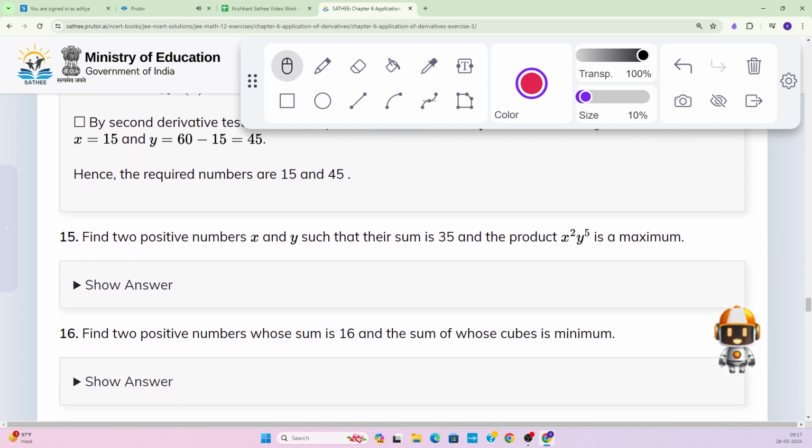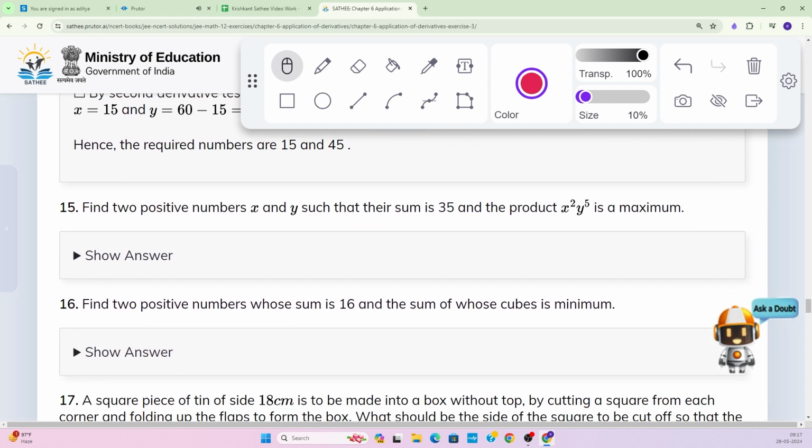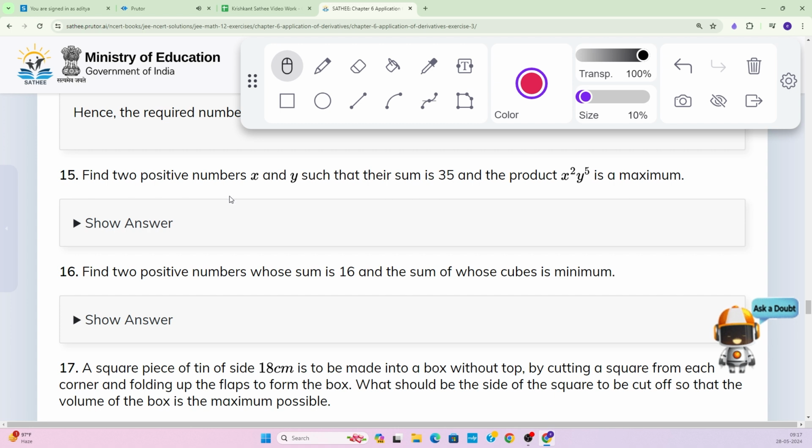Okay, I hope that it is clear to you. Now find two numbers x and y such that their sum is 35 and the product is a maximum. So x plus y is equal to 35. Replace y as y equals 35 minus x. Put it in this, and then you will have some expression in terms of x. Put it equal to f(x).